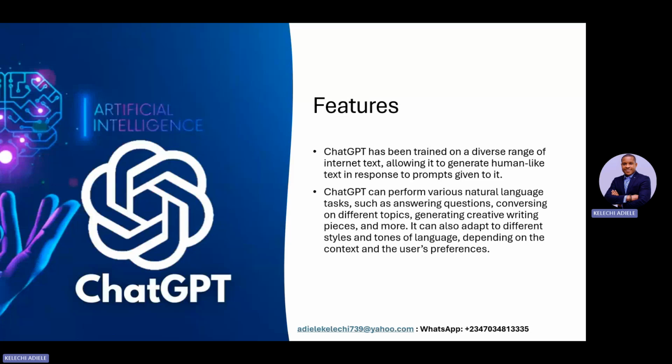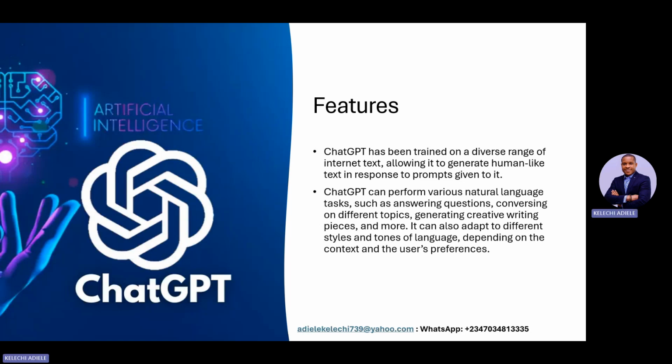Now let's look at the features of ChatGPT. ChatGPT has been trained on a diverse range of internet text. That's why if you're asking a question in ChatGPT, it's able to produce some responses, some answers. Of course, it's doing that because it's been trained to go to the internet and get this data or this information that you're requesting, to generate human-like text in response to prompts given to it. So, in a typical ChatGPT app, you can just type a question, arrange your questions or your commands in a certain way, and the system is able to go into the internet based on your instruction, and it's able to produce a text for you.